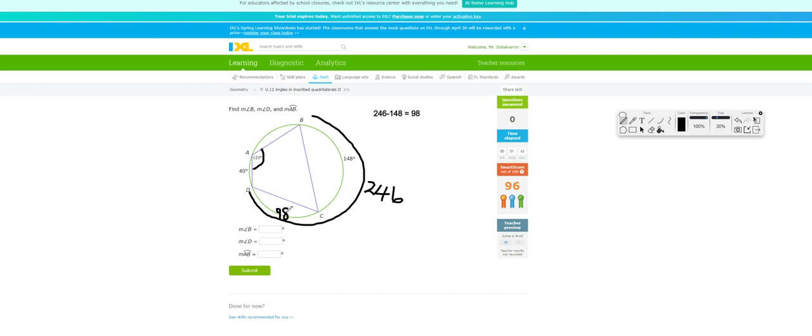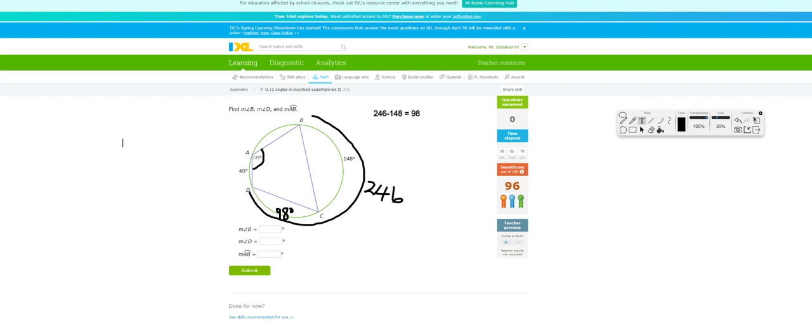I'm going to go ahead and find all the arcs, because once you find all the arcs, you can go ahead and find the angles. Notice here they tell you from A to D is 40 degrees. So now I have all the arcs except from A to B. To find A to B, you go ahead and add all of them.